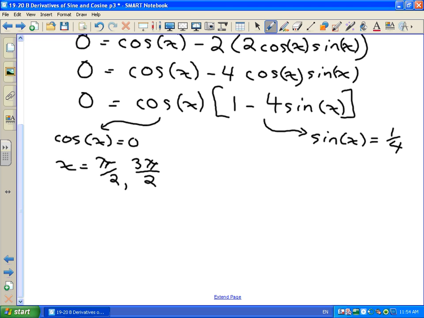What about this one over here? Sine x equals 1/4. This is one that I'm going to have to solve. Yeah, I've got to do this one numerically. Just plug this into my calculator. Inverse sine of 1/4. Now, I punch this into my calculator, and I get 0.253.